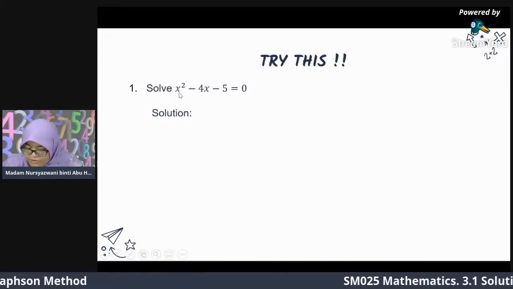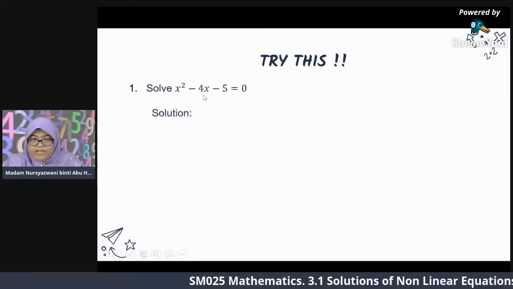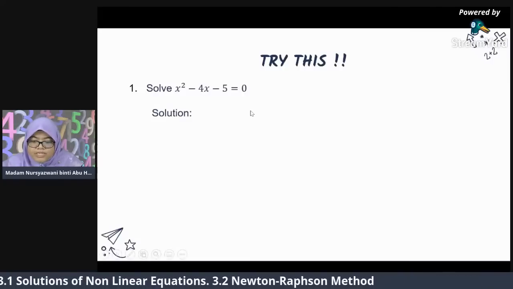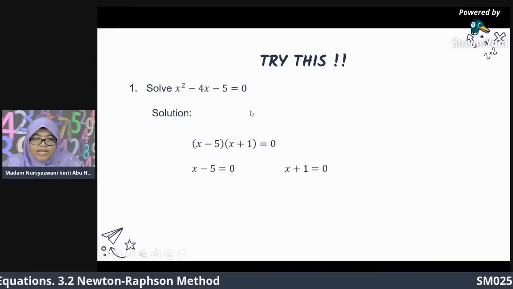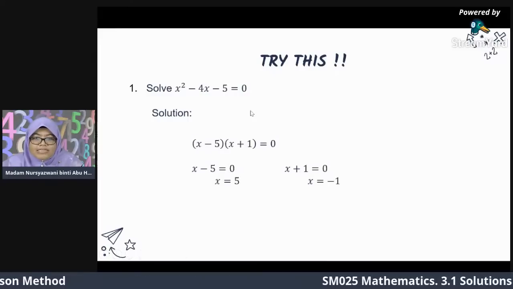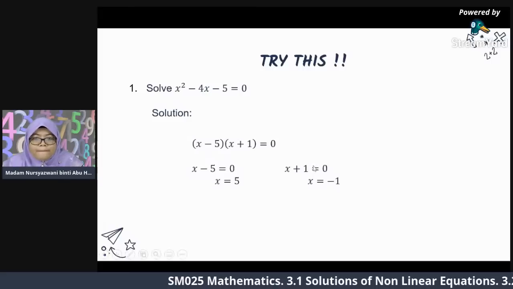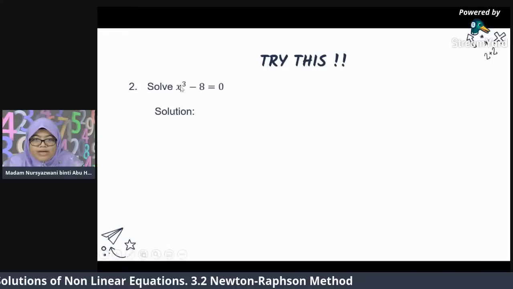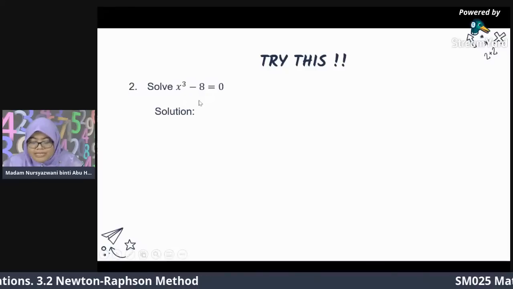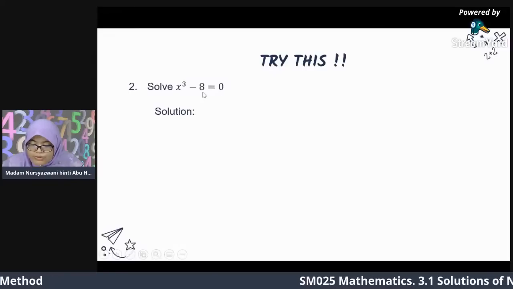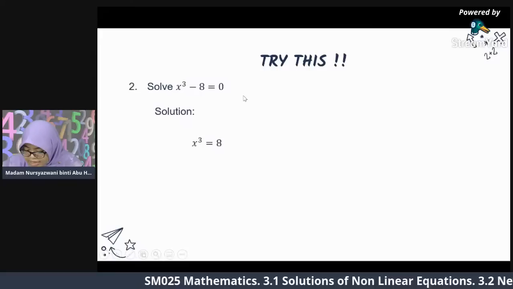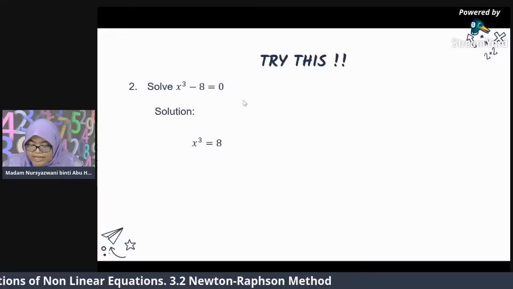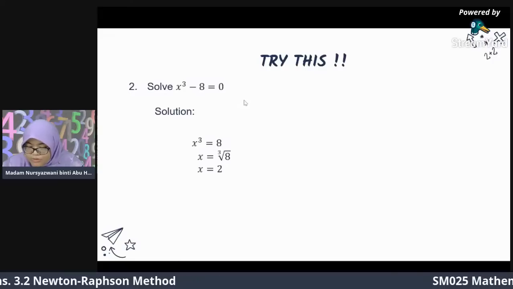First example, solve x squared minus 4x minus 5 equal to 0. This is a quadratic equation, so you can solve it by factorization, and we get the roots x equal to 5 and x equal to negative 1. Second equation, solve x cubed minus 8 equal to 0. This is a cubic equation. So you can move 8 to the right hand side and we get x cubed equal to 8. Then we cube root both sides and we get the root x equal to 2.